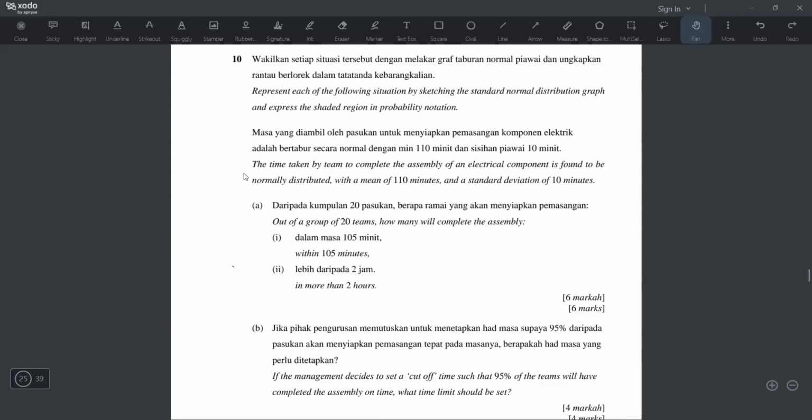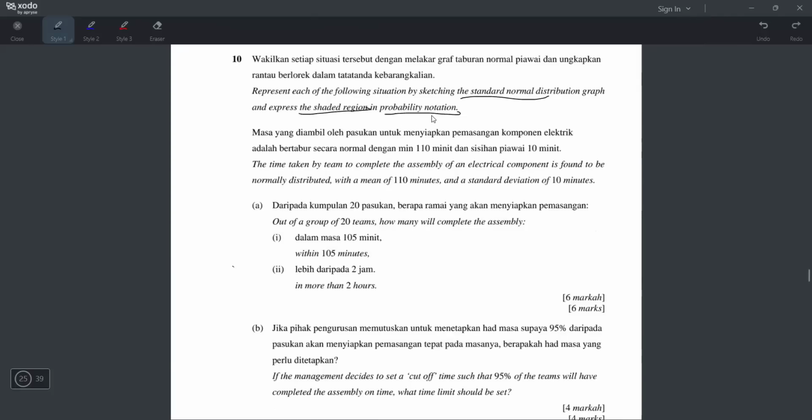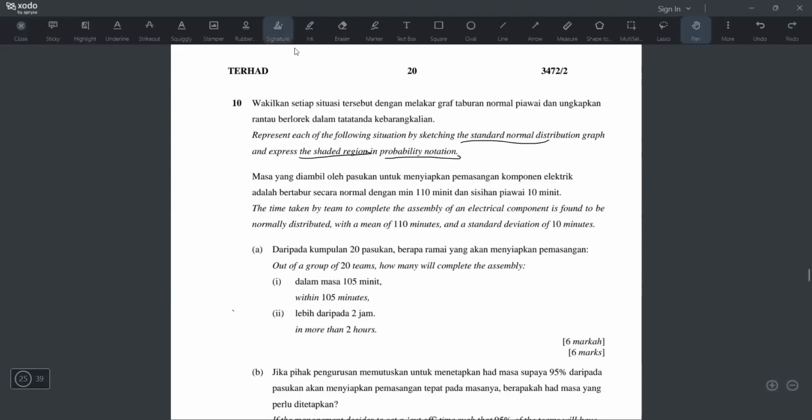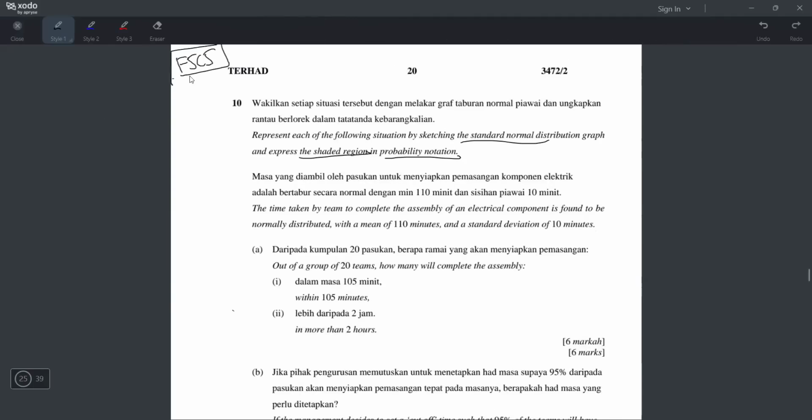Okay, let's do question number 10. Represent each of the following situation by sketching the standard normal distribution graph and express the shaded region in probability notation. Okay, this is definitely under Form 5 chapter. I forgot it's chapter 5, is it? I think it's chapter 5, yeah. It's called probability distribution.